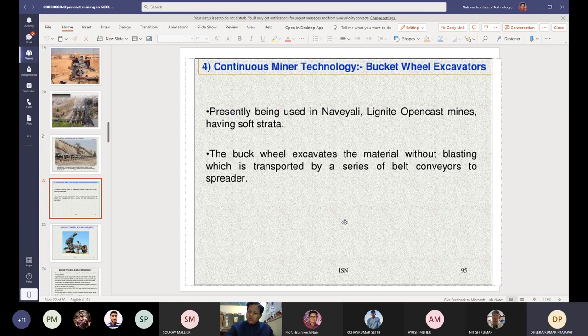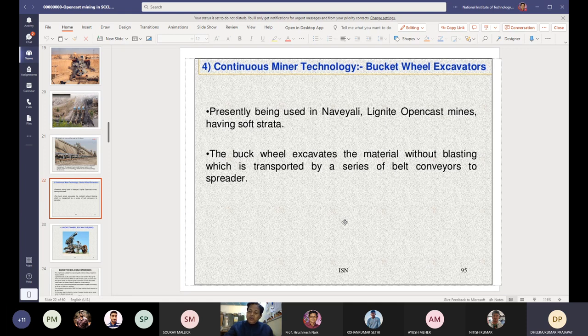And also, whenever you use dumpers, the cost of diesel is very, very high. So for that reason, people are searching for other methods of transportation. The other method is the belt conveyor system, which is very cheap because it can be operated electrically and can also operate on a high gradient from a deeper open cast mine. That is why in-pit crushing technology has come into the mines.